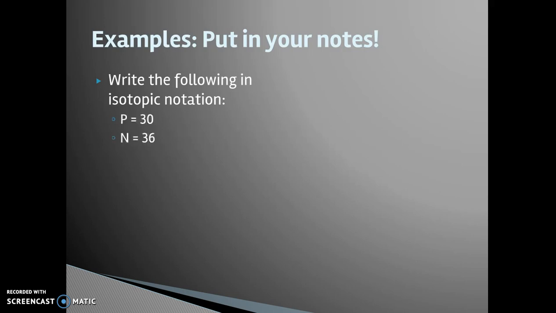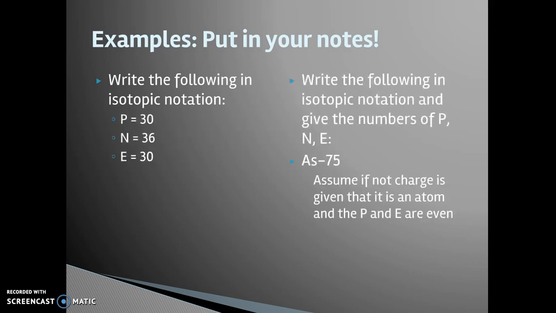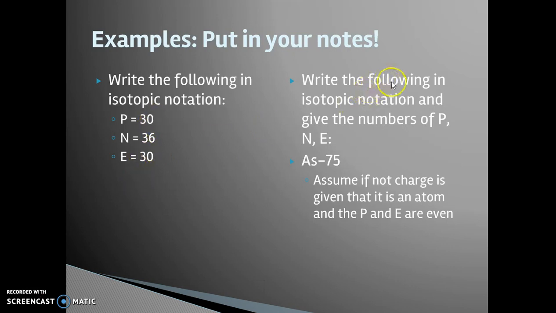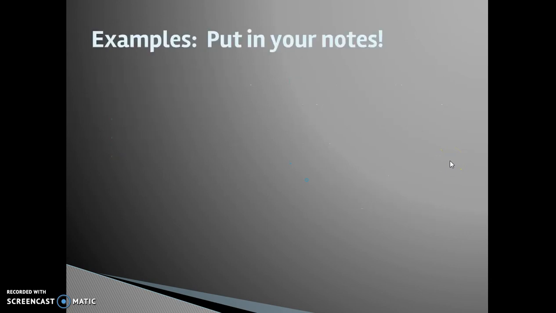So these are the examples that I want you to put in your notes. We will go through these in class. If I tell you the protons, neutrons, and electrons, write the isotopic notation for that element or ion, whichever it might be. Write the following in isotopic notation, and then give the number of protons, neutrons, and electrons. So arsenic 75, you have to know what the 75 means. Here you don't have any information about a charge or electrons, so you just have to assume it is an atom if no charge is given. So write that in isotopic notation.